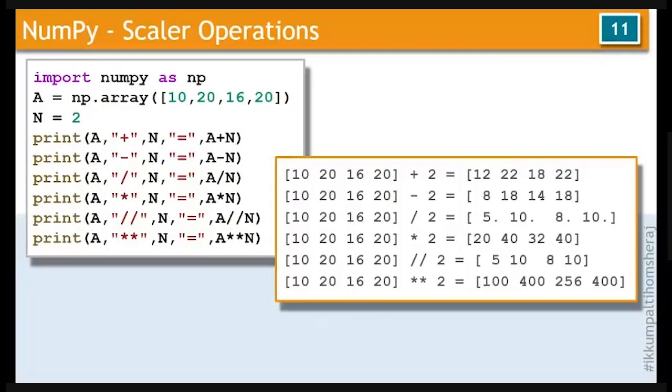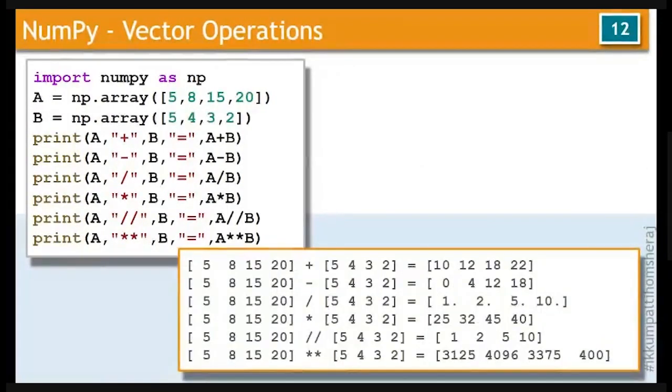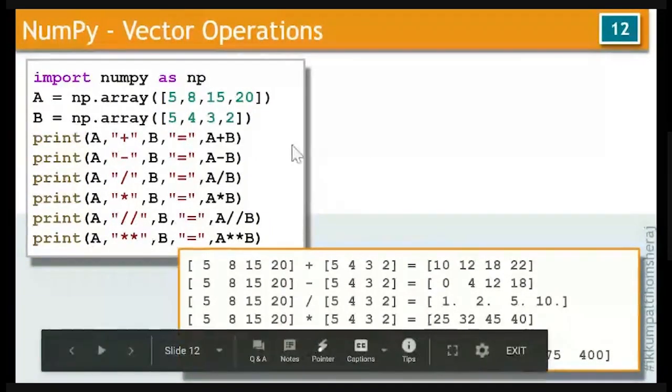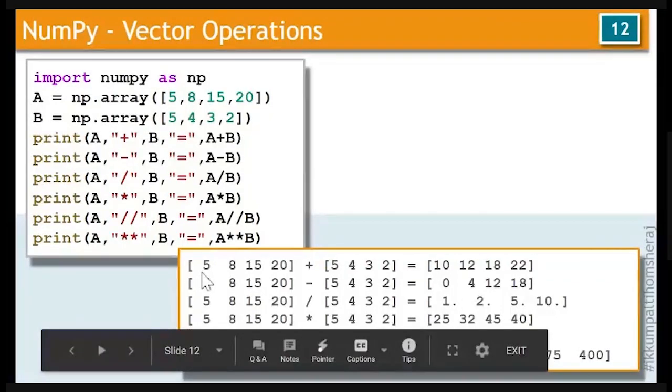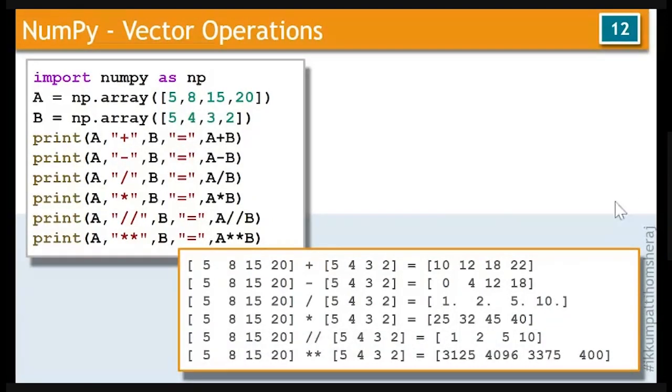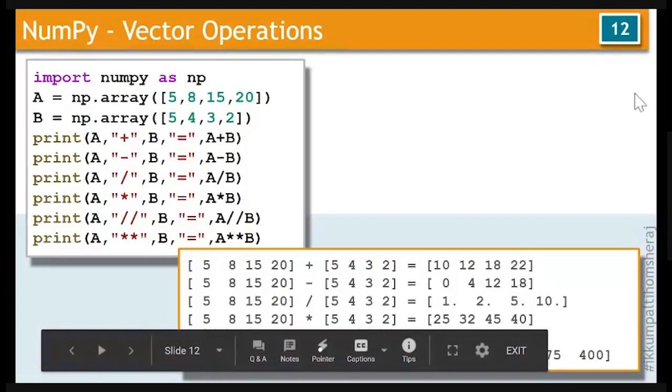Now, as the scalar operations work very well here, the vector operations also work very well. That means if you have 2 same sized arrays and you want to perform an addition operation, the corresponding elements will be added in no time. So if you have one array with 5, 8, 15, 20 and a second array as 5, 4, 3, 2, you can have all these operations on corresponding elements within no time. So you can see here 5 plus 5 is 10, 8 plus 4 is 12, 15 plus 3 is 18, and 20 plus 2 is 22. Not only addition, but all operations which are arithmetic in nature will happen exactly in the same manner.